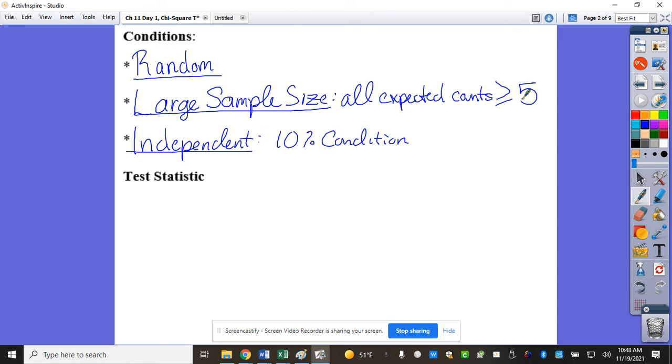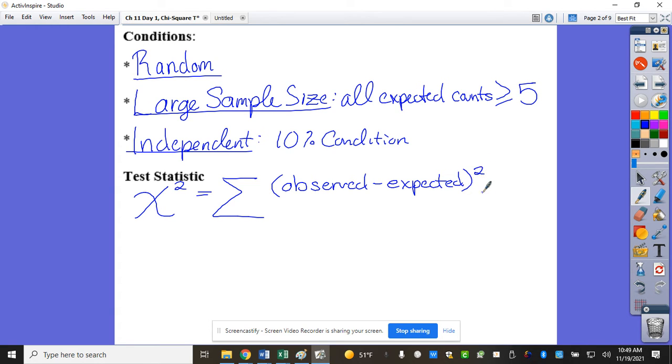Alright, so the way you calculate the test statistic is different. If you've taken biology, you've done chi-square stuff before, it's done the same way. So chi-square equals the sum of your observed minus your expected, squared, divided by expected.